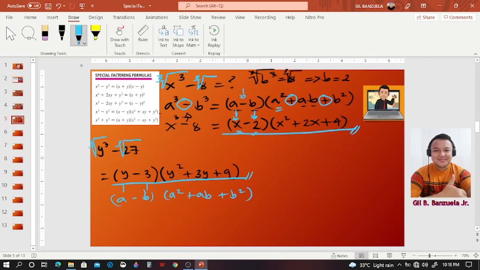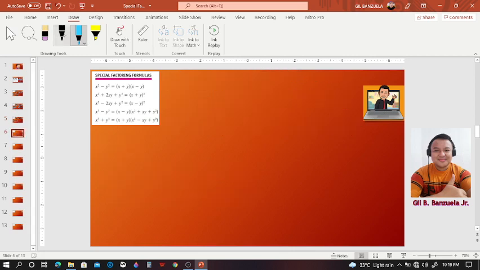Okay? So let's try another one. Supposing I have 8x cubed minus 27y cubed. Again, the first thing that we're going to do is to check if the first and the second term are perfect cubes.